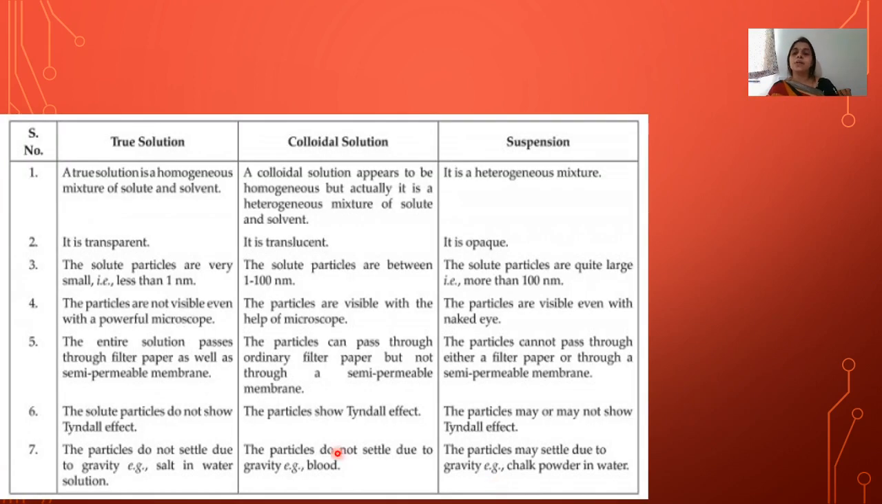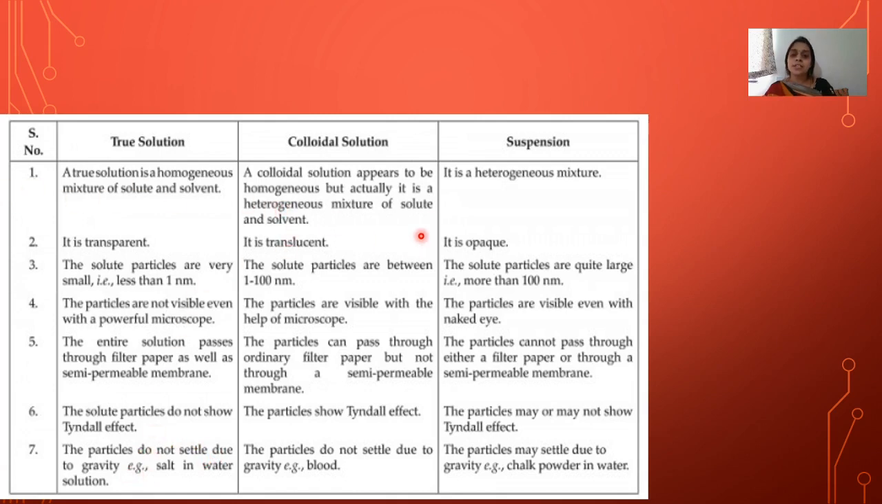Coming to the difference between true solution, colloidal and suspension. Dear students, we already studied this concept in 8th standard, so quickly we'll go ahead. A true solution is a homogeneous mixture of solute and solvent. It is transparent. The solute particles are smaller than 1 nanometer and not visible even with a powerful microscope. The entire solution passes through filter paper as well as a semi-permeable membrane, and the particles do not show Tyndall effect. The particles do not settle down due to gravity, so it is a stable solution.